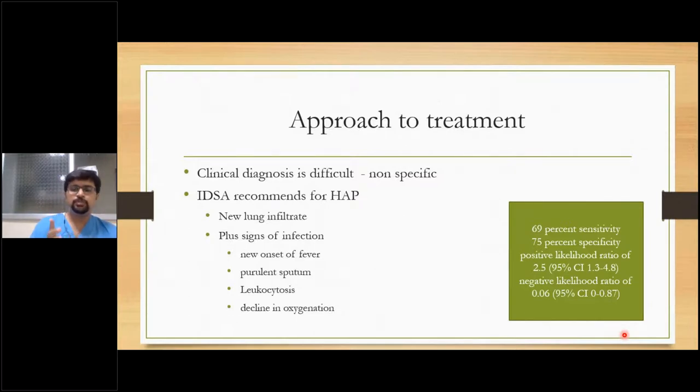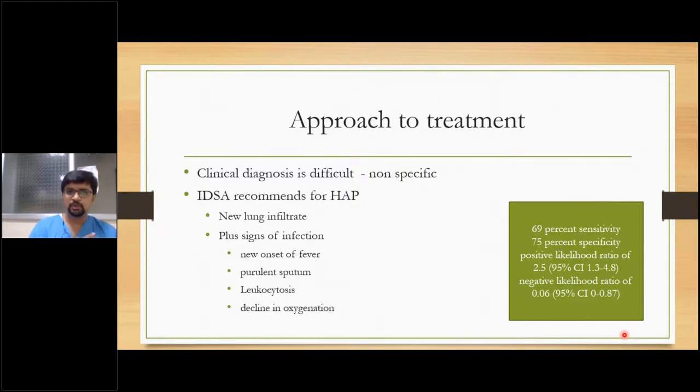Approach to treatment depends upon a few things. One, you'll have to diagnose that the patient is having a ventilator associated pneumonia or hospital acquired pneumonia. Then you'll have to isolate the organism that is causing ventilator associated pneumonia. And third is the treatment aspect, starting from empirical treatment to definitive treatment. So clinical diagnosis is difficult because it is non-specific and it is overlapping.